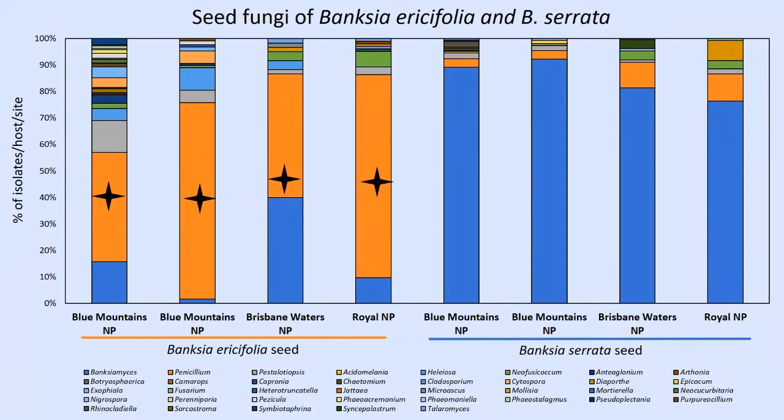Ericifolia was dominated by members of the genus Penicillium, with this being dominant at every site. Whereas Banksia serrata was always dominated by a rare fungal genus called Banksiomyces.